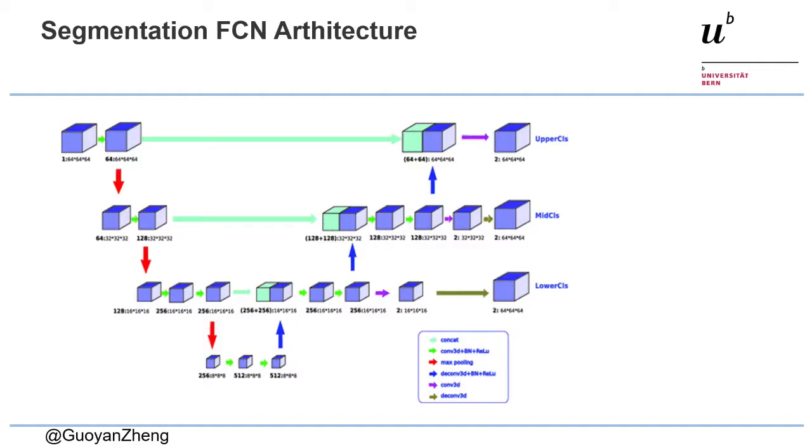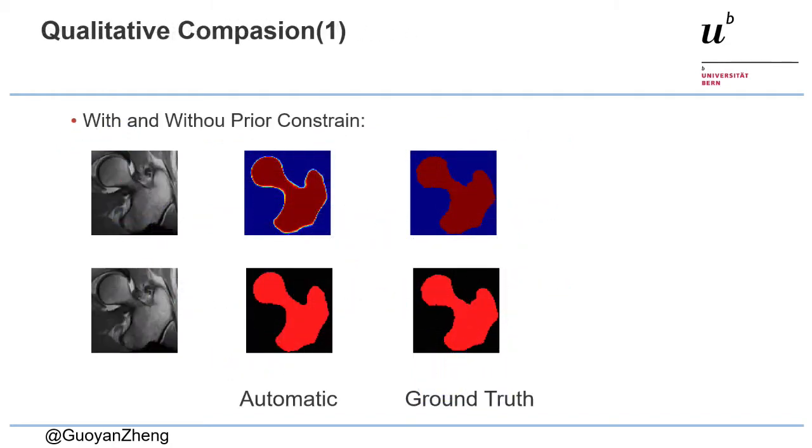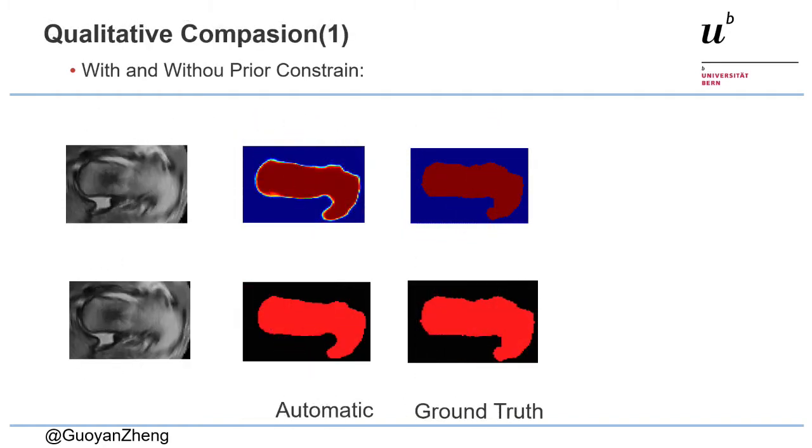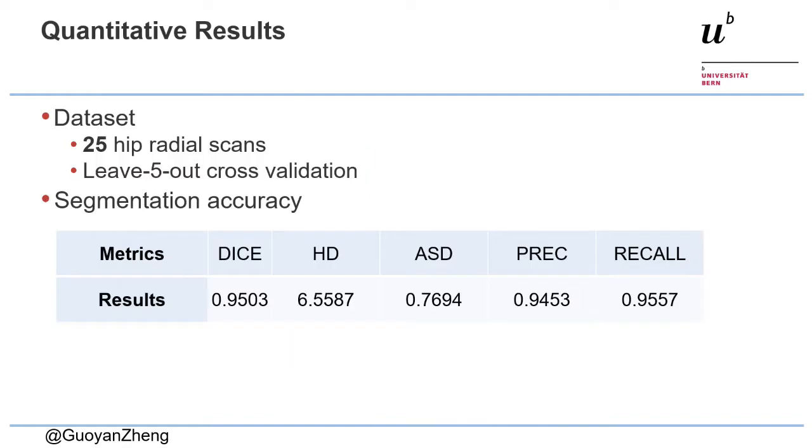The answer is yes. This is our network structure. I will not go into details. This is the input data, and here is the probability map. This is our automatic segmentation, and this is the ground truth. This is one view, this is a second view, and this is another view. As you can see, what we got from automatic segmentation is quite close to the ground truth model.